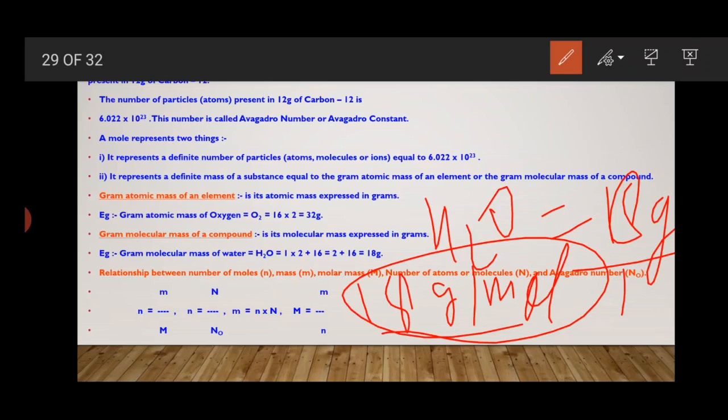When we are talking about atomic mass or molecular mass, then the unit should be u. When we are talking about gram atomic mass or gram molecular mass, then the unit should be gram. And when we are talking about molar mass, then the unit should be gram per mole. That is the unit of molar mass. This is all about the mole concept.